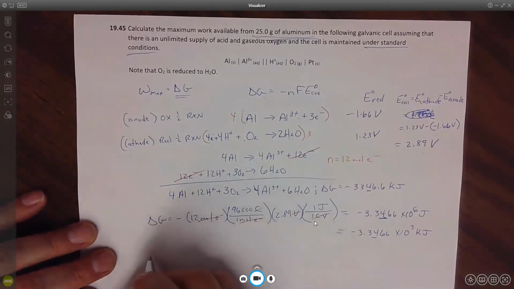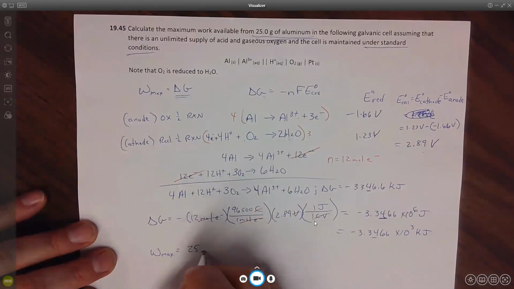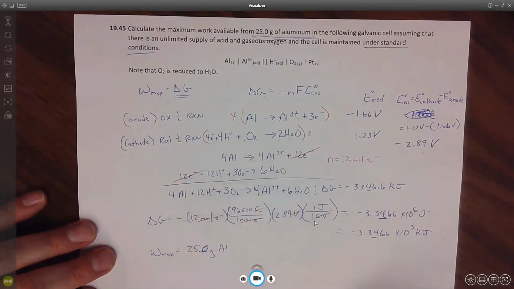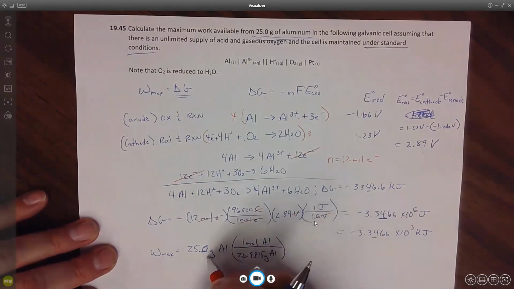So the maximum work then is simply going to be del G for that 25 grams. So it'll be 25 grams of aluminum. You need to convert aluminum to moles. So just look up the molar mass on the periodic table. In 1 mole of aluminum, there is 26.9815 grams of aluminum. The grams of aluminum cancel.